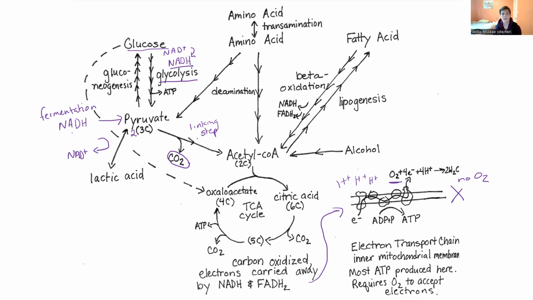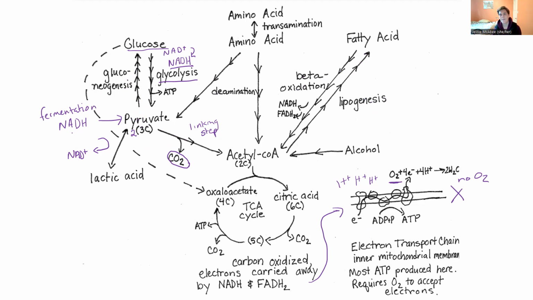Okay, so that's glucose. I've also put on this diagram how glucose can be made. So glucose can be made from pyruvate. That's why the arrows are also going in the other direction, by the process of gluconeogenesis. I'm going to go over to fatty acids.